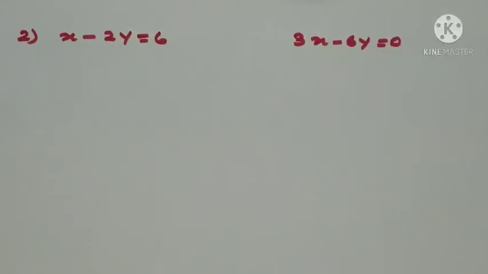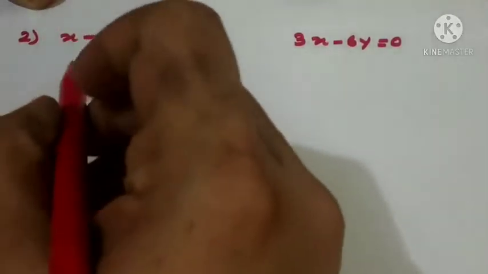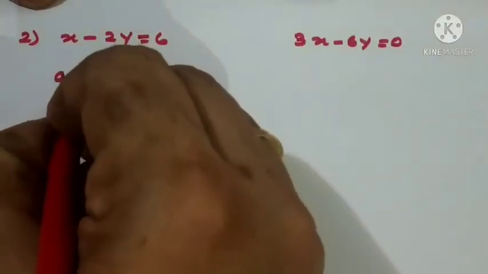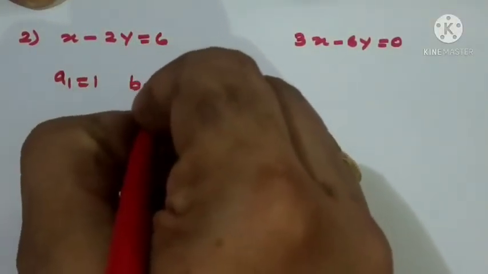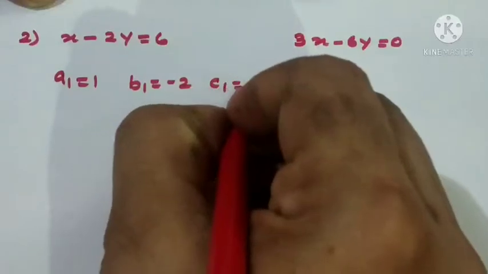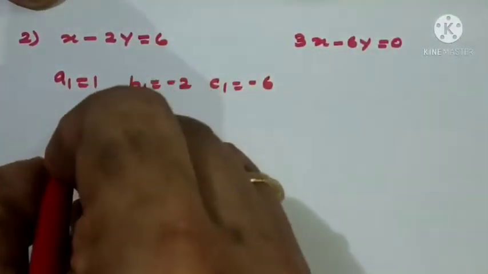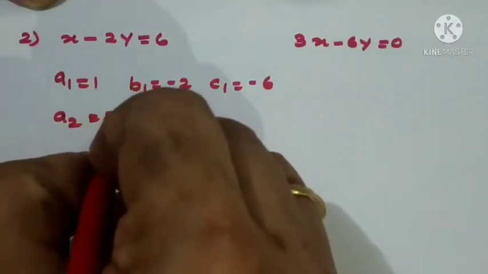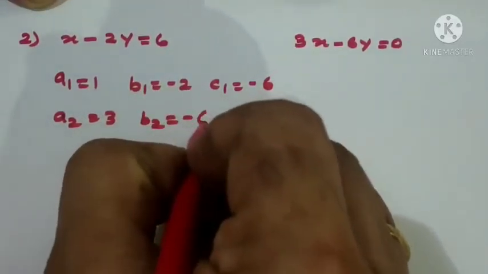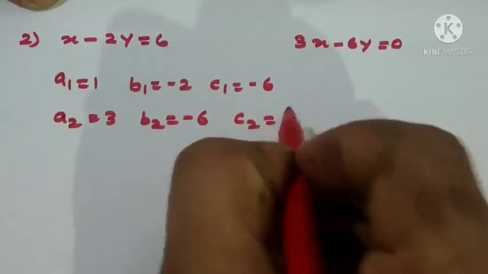Second question, x minus 2y equal to 6, 3x minus 6y equal to 0. Again we have to check whether it is a consistent or an inconsistent one. So first I will write here a1 equal to 1, b1 equal to minus 2, c1 equal to minus 6 only, because this side we have to bring. Next a2 equal to 3, b2 equal to minus 6, and c2 equal to 0 only.